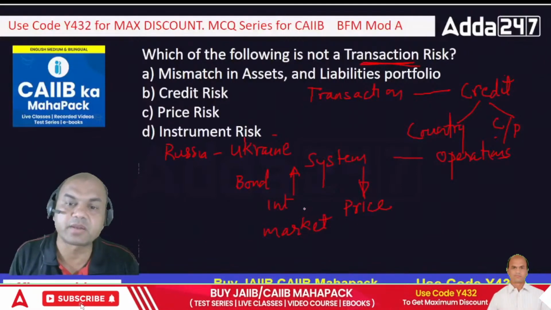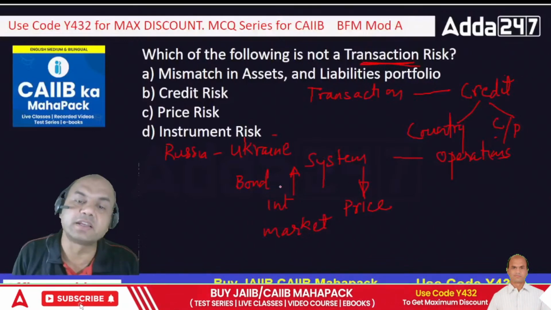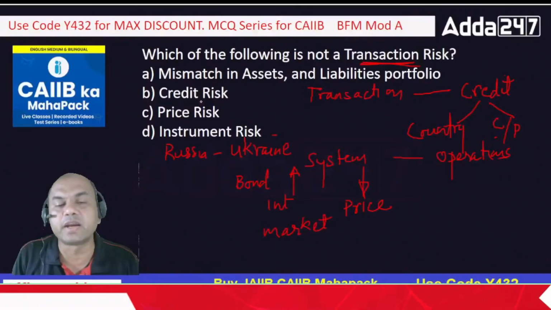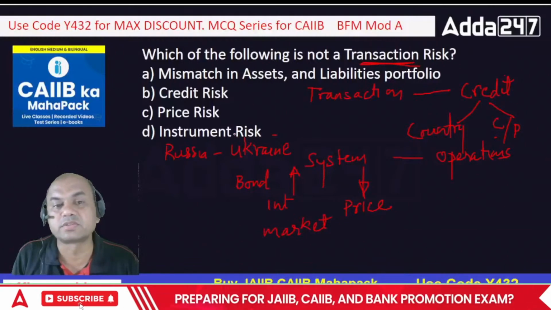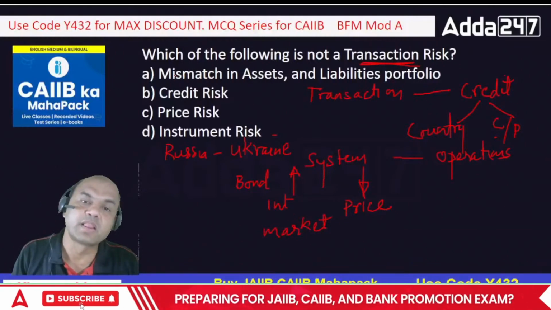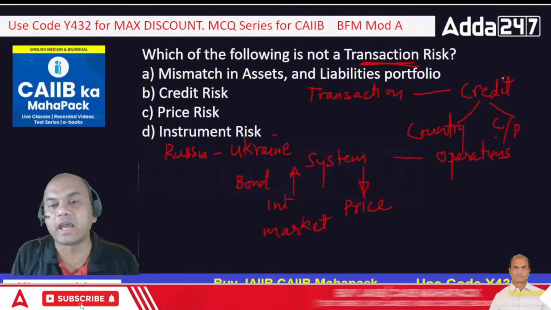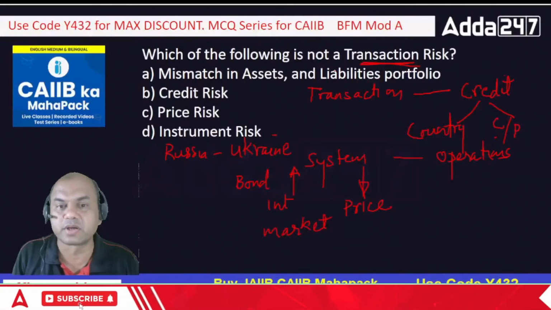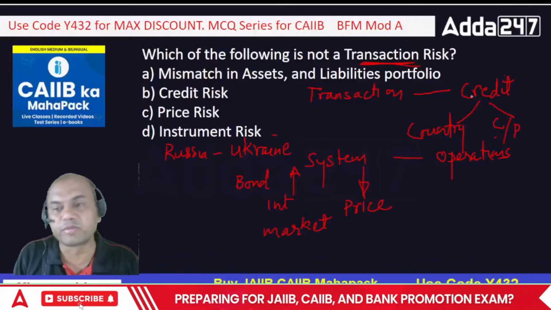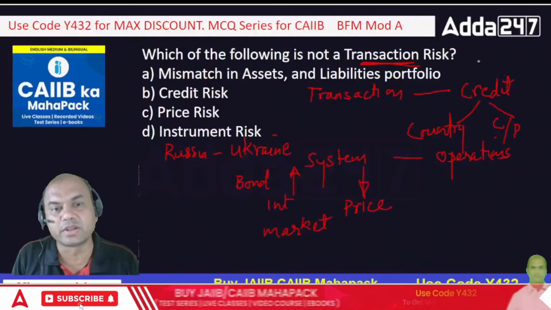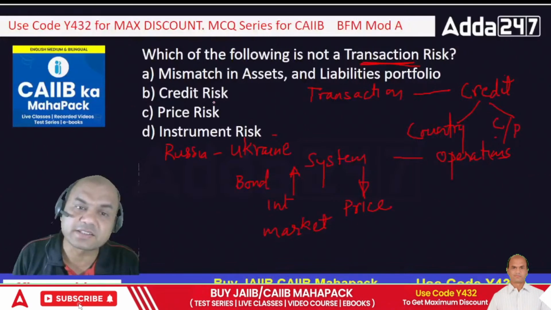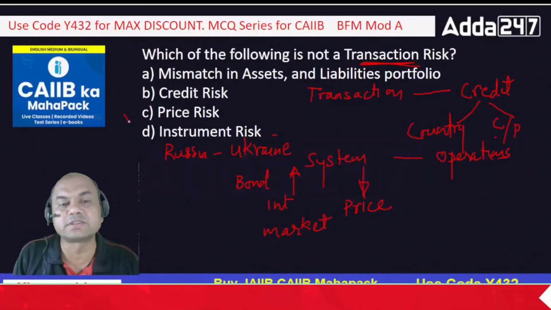So that's why, remember, this price risk and interest rate risk are not in your hands, and these are part of market risk. So the correct answer is what over here? Mismatch in assets and liabilities, that's a part of my credit risk. I have to balance it. The ALCO team has to do it, right? Credit risk, obviously, is a part of my transaction only. Price risk is not in my hand. So this is my answer.